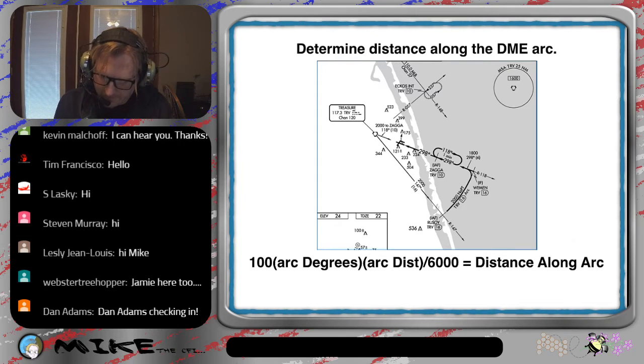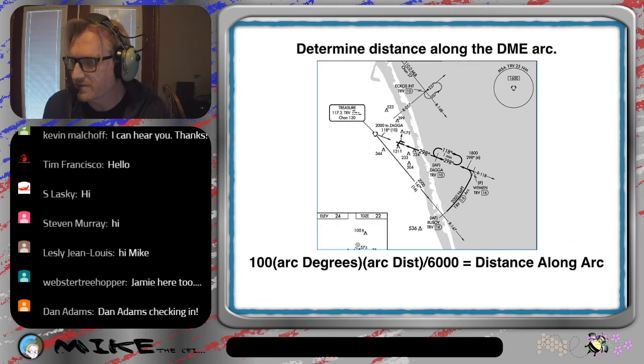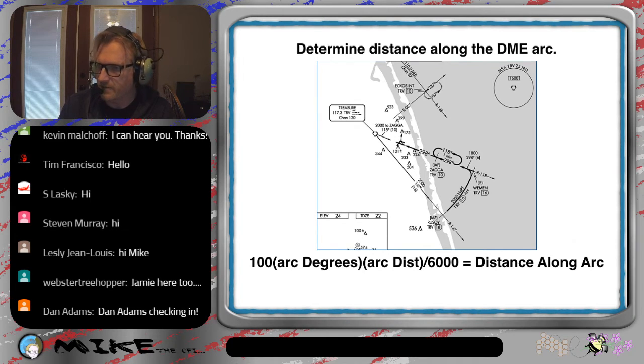So in this case, again, we could do some pi r squared stuff, but we're not going to bother with that. We're going to use a rule of thumb, and that is just taking 100 times the number of arc degrees, times the arc distance, and we're going to divide that by 6,000, and that will give us our approximate distance along the arc.